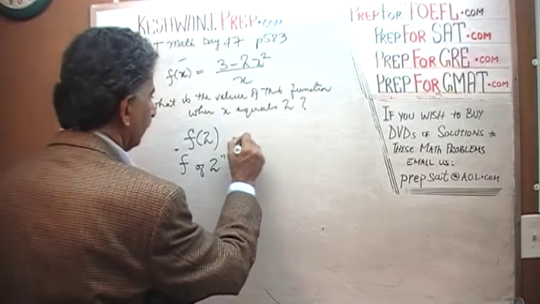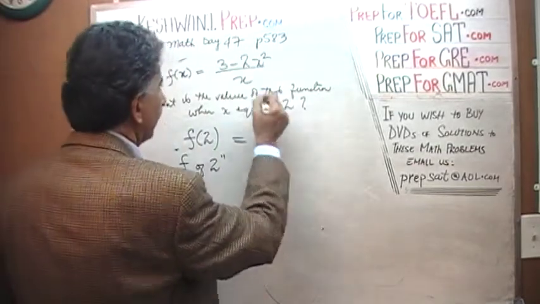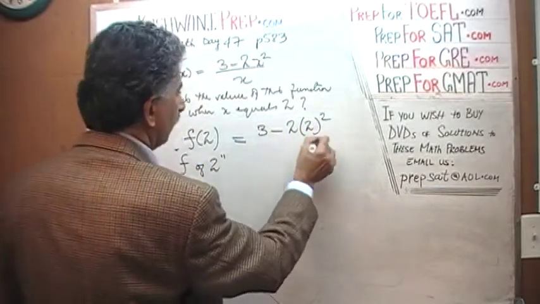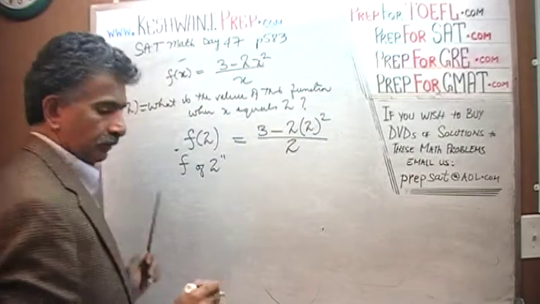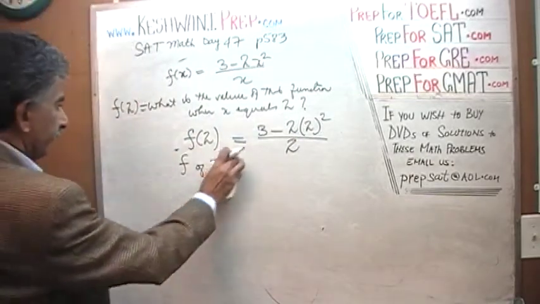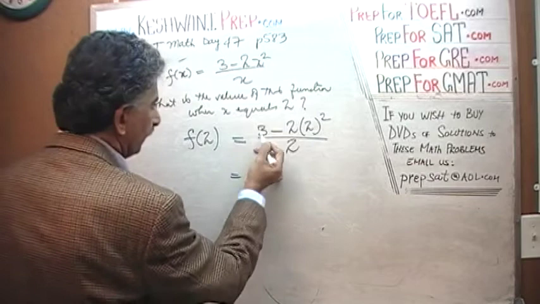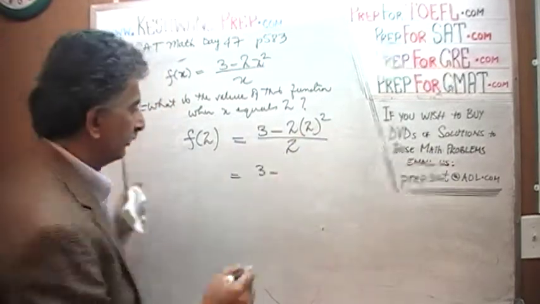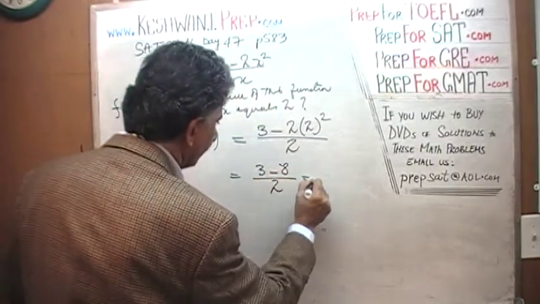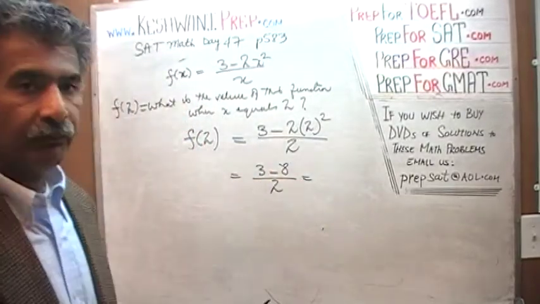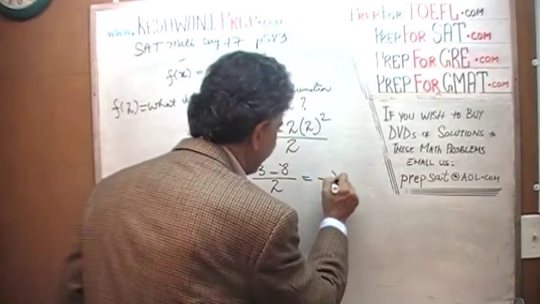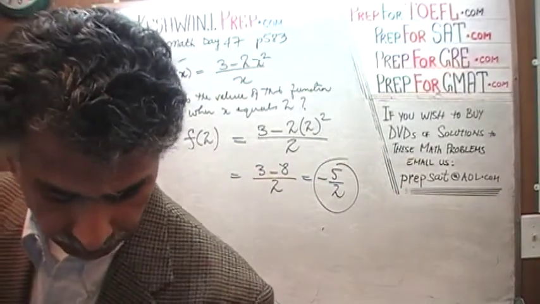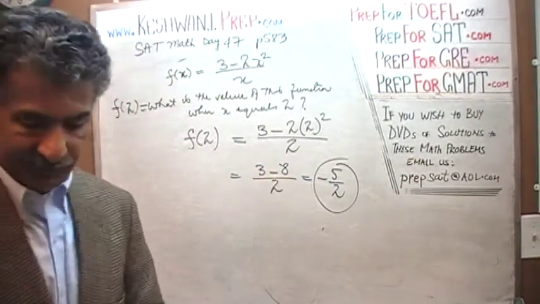So f of 2 equals 3 minus 2x squared, x is 2, remember, over x, which is 2. That's it. All we have to do is figure out what that is, and we are done. 3 minus 2 squared is 4, 4 times 2 is 8, over 2. 3 minus 8 is going to be negative 5. Negative 5 over 2 is our answer, which is answer choice D. And that's it, we are done.